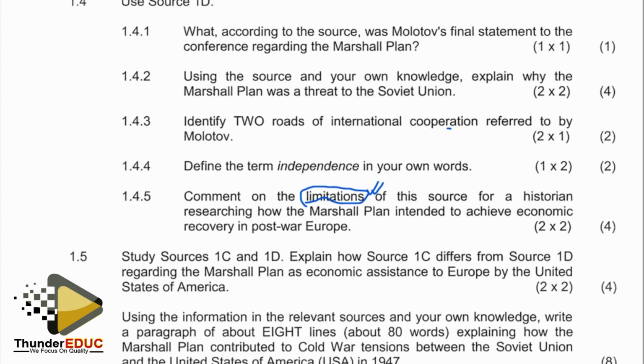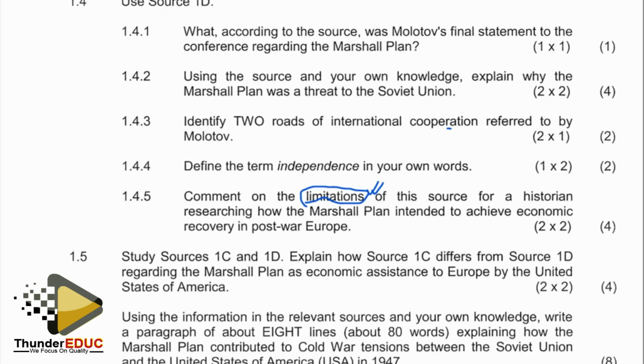It does not provide us a clear and complete picture of how the Marshall Plan was intending to recover the economy of Europe after the war. What is in the source that guarantees that we are saying this source is limited, has got limited information, or does not give us a true picture or a clear picture, does not give us all the information that we want?